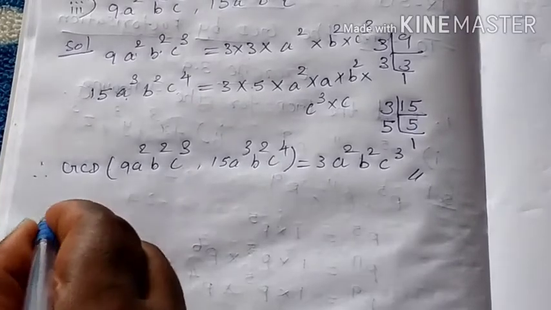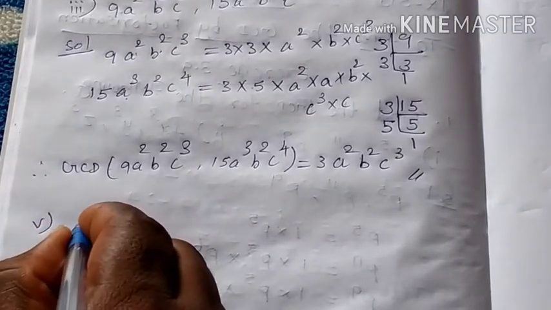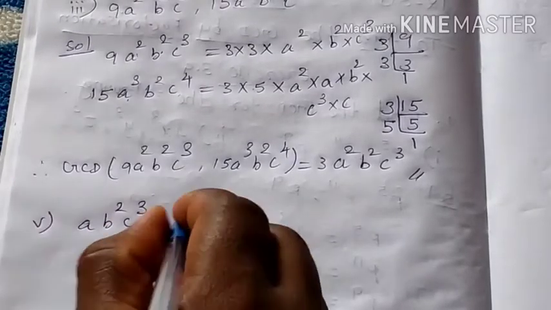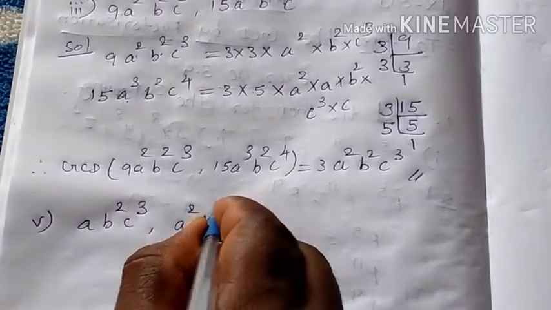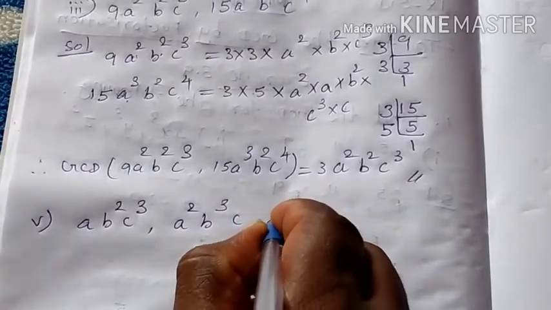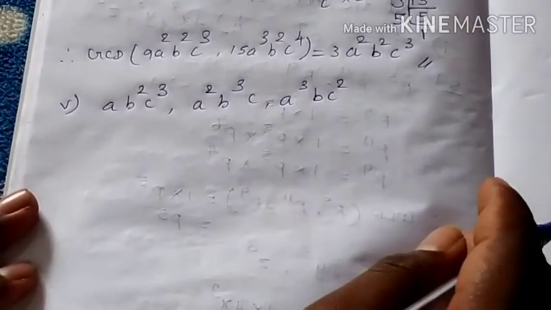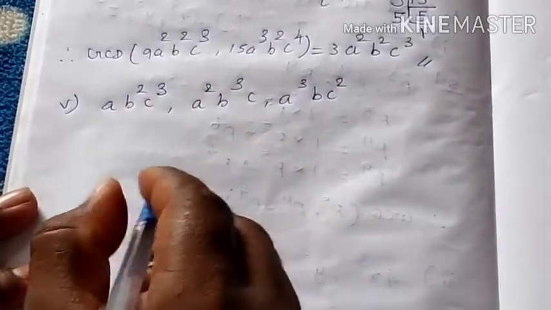Next, the fifth question: a b square c cube, then a square b cube c, then a cube b c square. This is your fifth question.